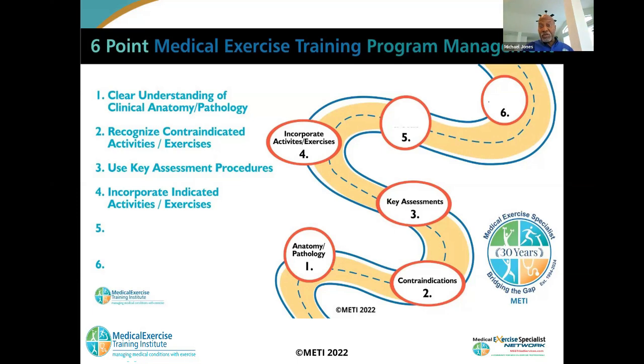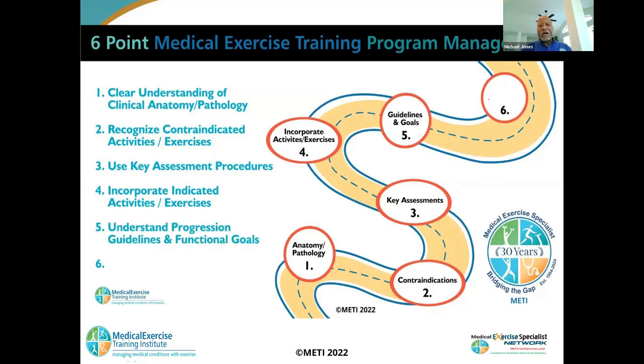What are the muscle groups? And what are the exercises for those muscle groups that I need to work on in each session to see progress with this client? Now, the exercises may change as the client progresses, but what you always need to have an understanding of is what are the indicated exercises I should do? And more importantly, what should I not do with this client? Now, understand progression guidelines and functional goals.